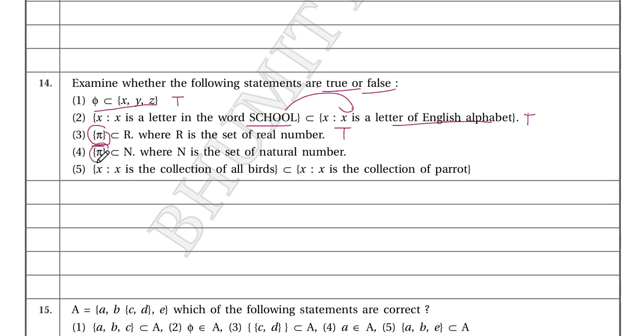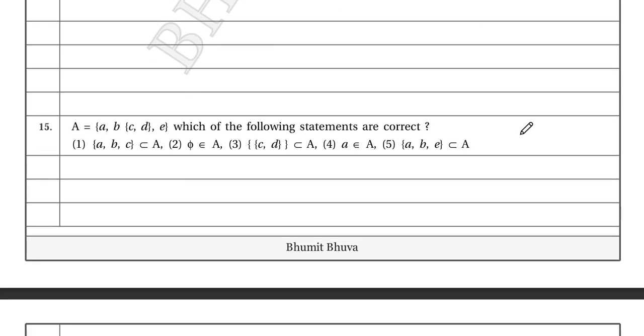Next, pi is a subset of natural numbers. So this is not true. Pi is an irrational number, that is not a part of natural numbers. So this is false. Next, X is the collection of all the birds, and here the collection of the parrots. Okay, so all the birds is not a part of the collection of parrots. So this is a false statement. Look at the next question.